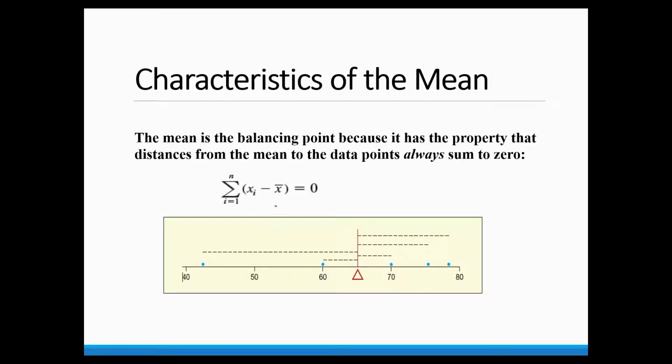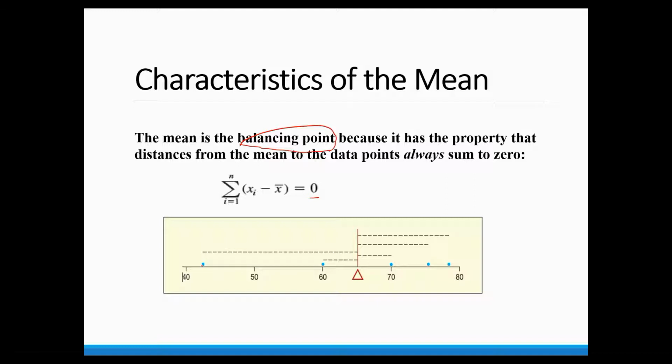The most important characteristic of the mean is that it's called a balancing point, because it has the property that the summation of the differences between any point and the mean will yield the value of 0.